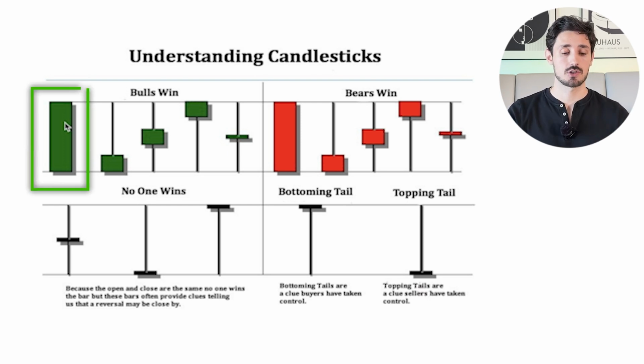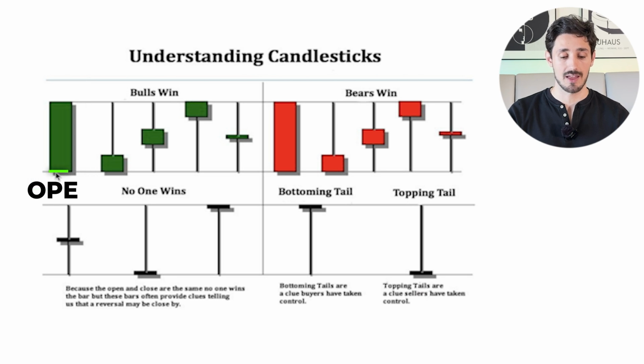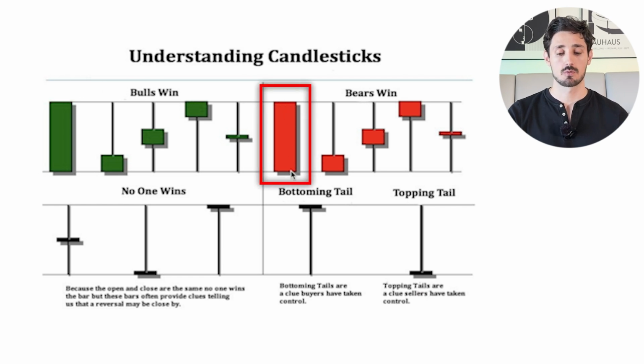So let's take a look at this green bar right here. Price opened at the bottom of the body. We don't have a tail, so the bottom of the body represents the absolute lows of price during that time frame, and we closed at the highs of price during that candlestick's time frame. The same exact thing applies if it's a red bar, except it's the opposite. We opened up here, right? That was the highs of price during that candlestick's time frame, and we closed at the bottom of the body.